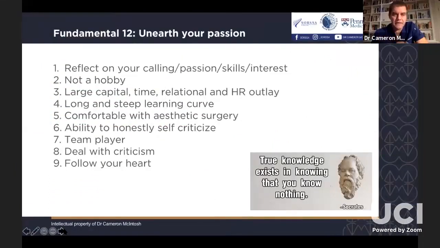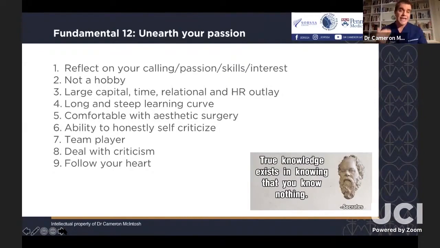So the last fundamental comes down to unearthing your passion. So guys, when you're a resident or registrar or fellow, you are so busy. I want to encourage you to find some time to reflect upon what you feel is your calling. What are your passions? Where do you think you're actually good? What are your interests? Rhinoplasty: the fact that you may be qualified as an otolaryngologist or a maxillofacial surgeon or a plastic surgeon, on paper you can do it, but that doesn't mean you can do it. So I'll be very careful. It's not a hobby. Rhinoplasty is something you really need to be able to do and do well.